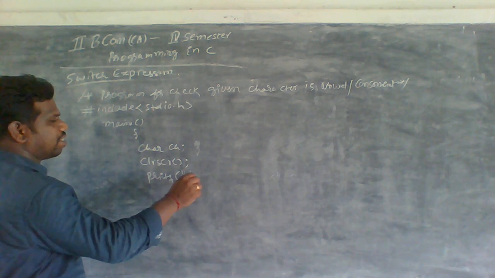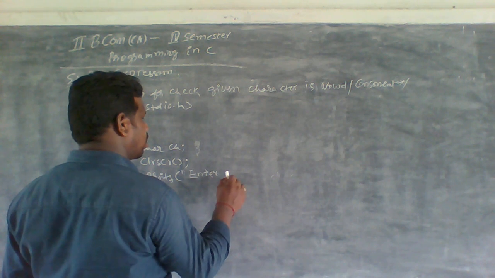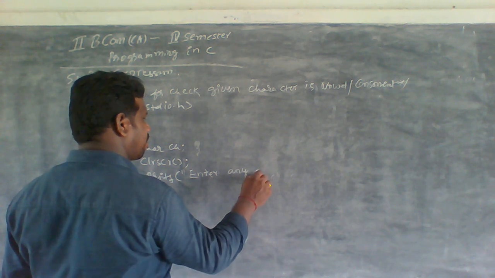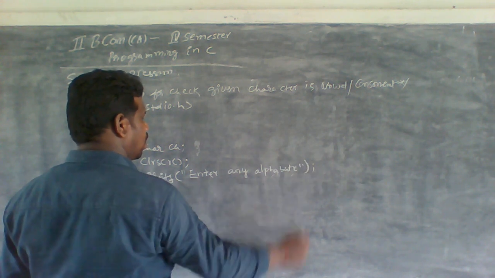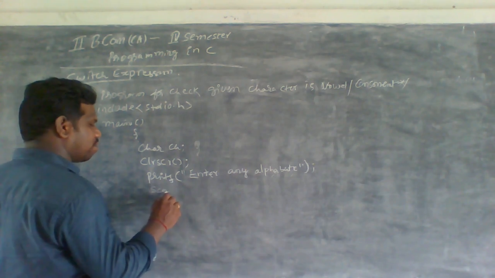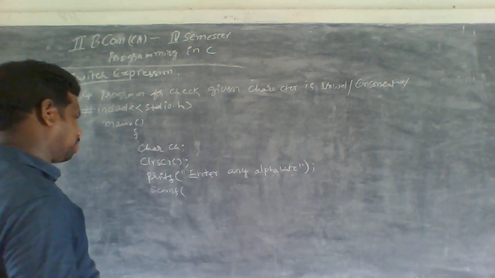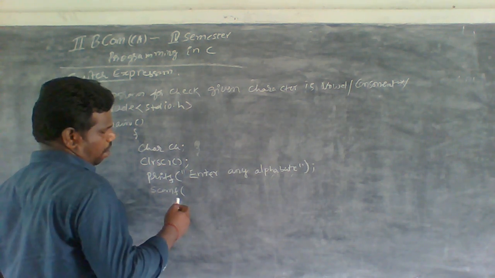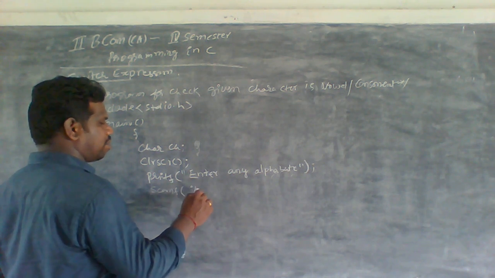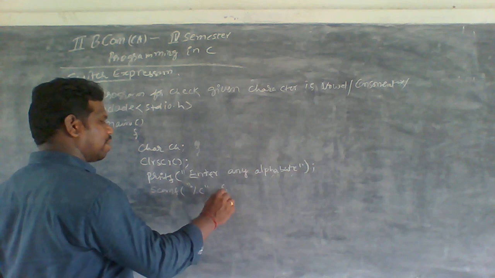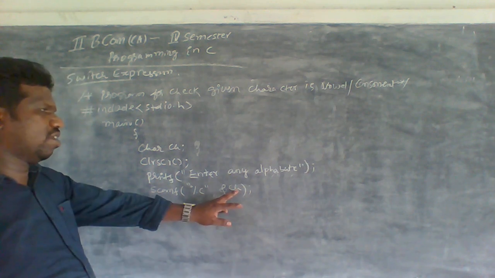In the printf statement, write: enter any alphabet. Then you have to use scanf, which is used like gets or puts, or printf. You have to use the scanf statement: percentage c, comma, ampersand ch. Ampersand ch, because ch is the variable.